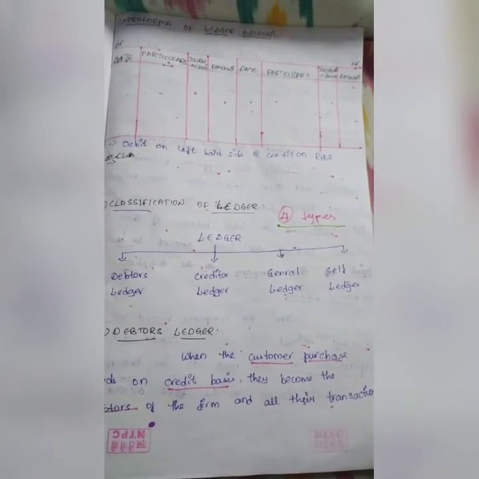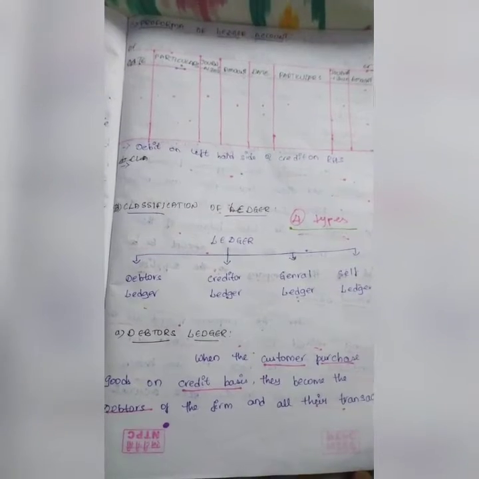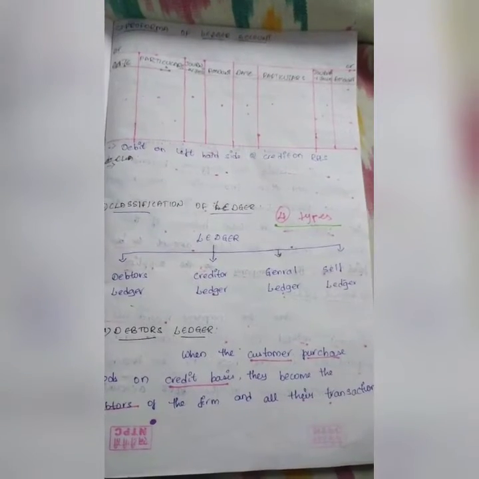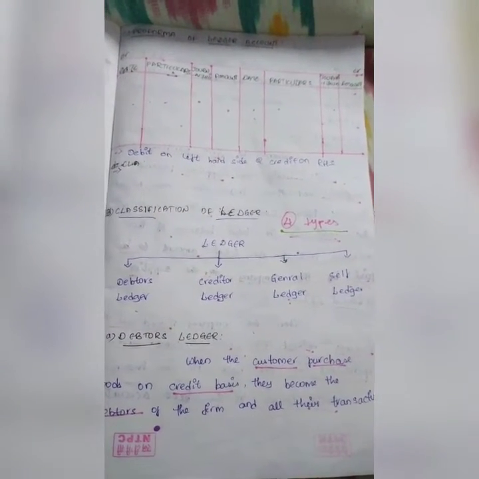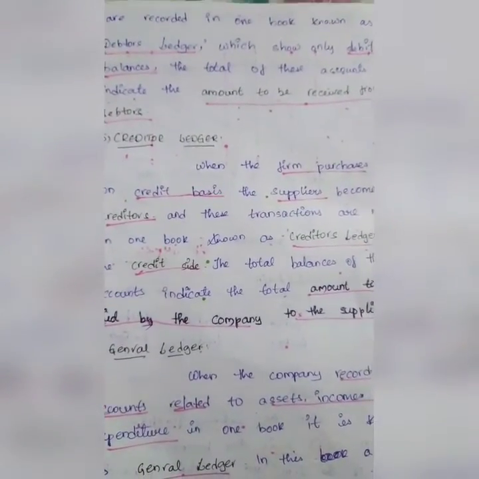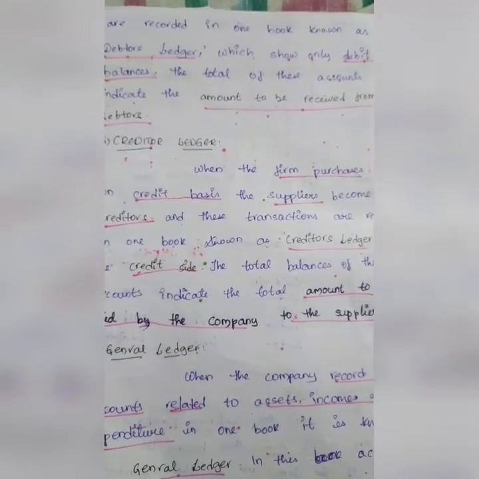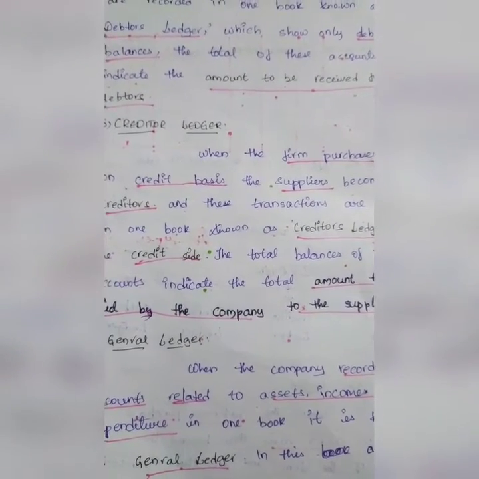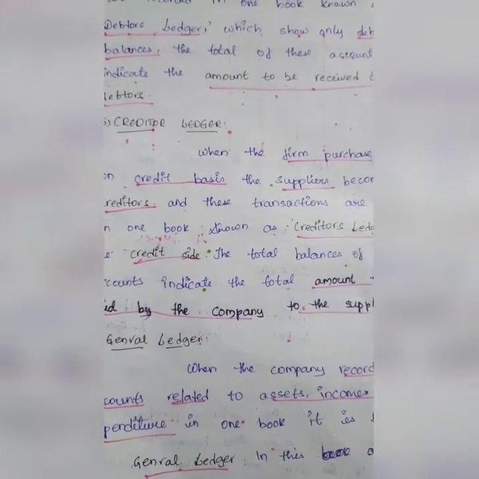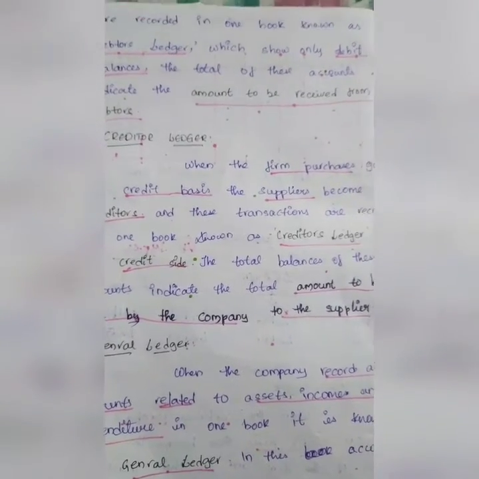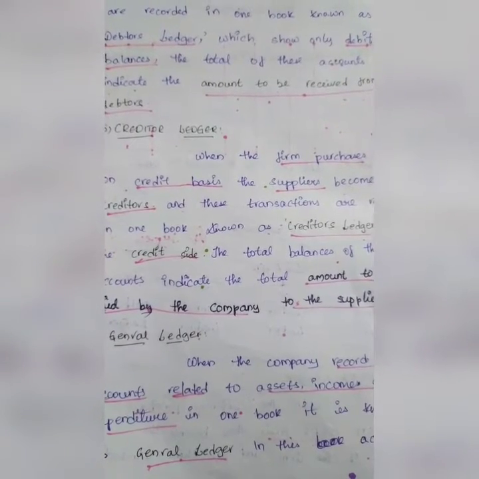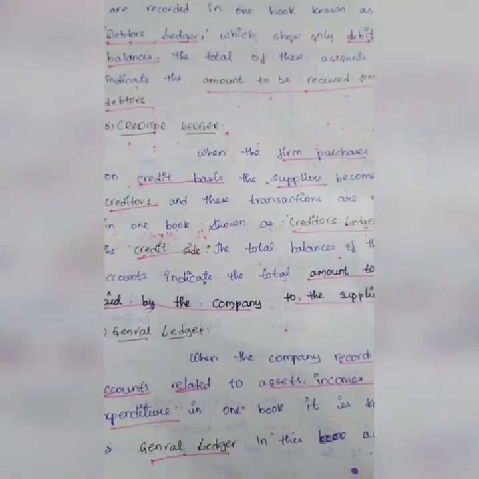In the debtors ledger, we post all the transactions related to our customers who have purchased our goods on credit basis, and their transactions are recorded in our debtors ledger, which shows only a debit balance. The balance of these accounts indicates the amount which we have to get from our customers. It means debtors. Okay, next, let us see what the creditors ledger is.